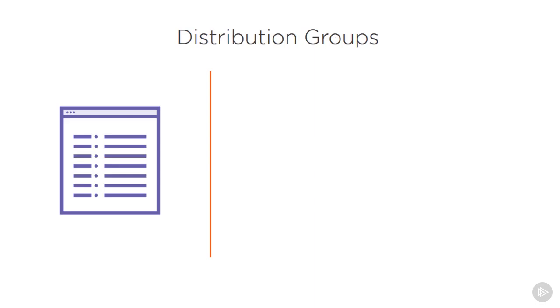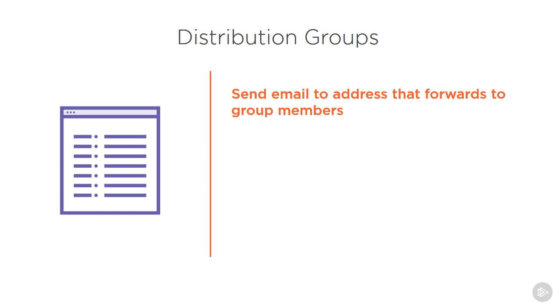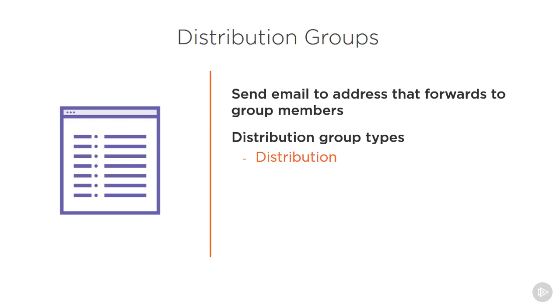And now on to distribution groups. Remember, this is just a list of users I can blast an email message to, and everyone within that distribution list is going to receive that message. We have a few different types of distribution groups that we're going to be looking at. The first is a distribution group. This can also be referred to as a distribution list. It's a type of group that allows you to distribute messages to a group of users.